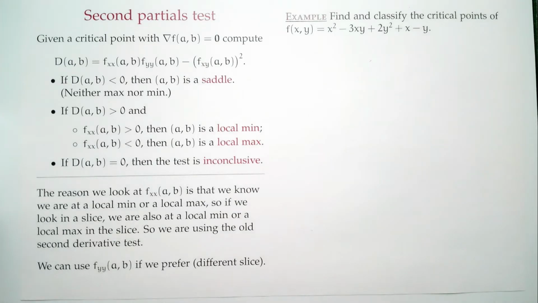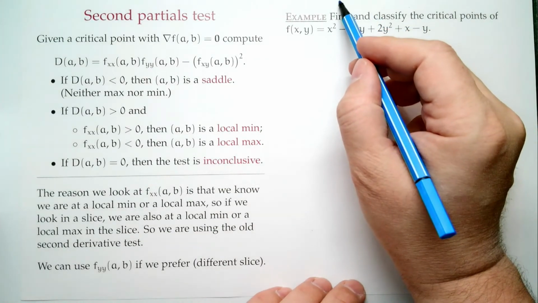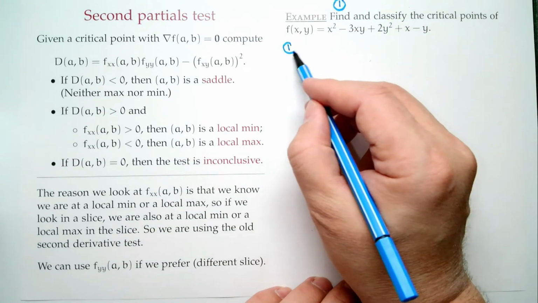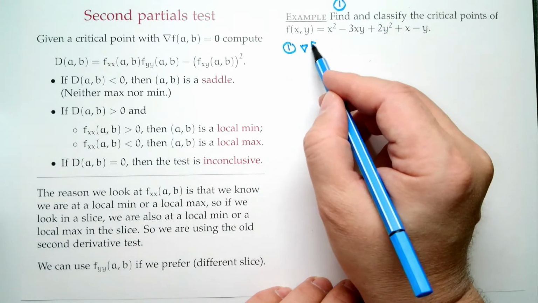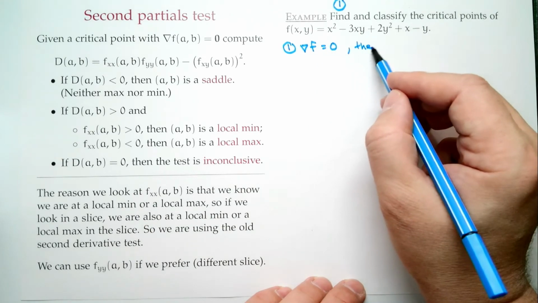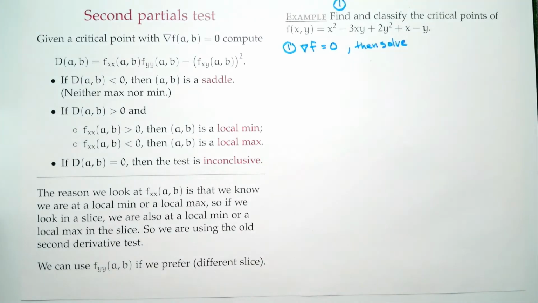So find and classify the critical points of f of xy. So there's 2 steps. The find is what we'll do first. So the find is always the same thing. Set the gradient equal to 0, then solve. And we're only ever going to do this for functions of 2 variables. We are not ever going to talk about find and classify for functions with 3 variables. It's always going to be functions of 2 variables.